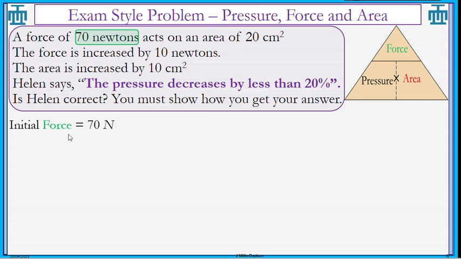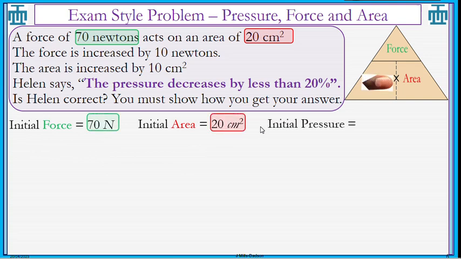Our initial force is 70 newtons. Our initial area is 20 cm squared. So let's work out the initial pressure. To find pressure, it is force divided by area. And because it's newtons and centimeters squared, our unit should be newtons per centimeter squared. So this is our initial pressure.